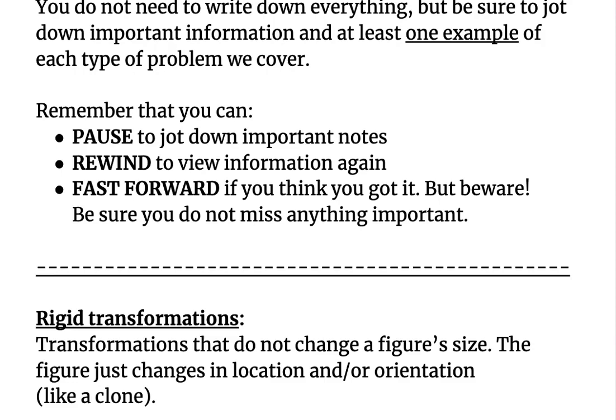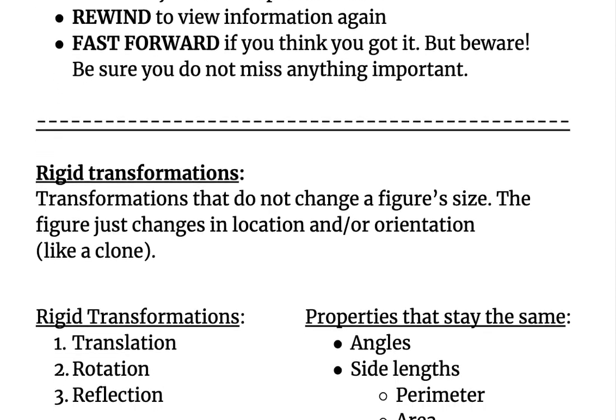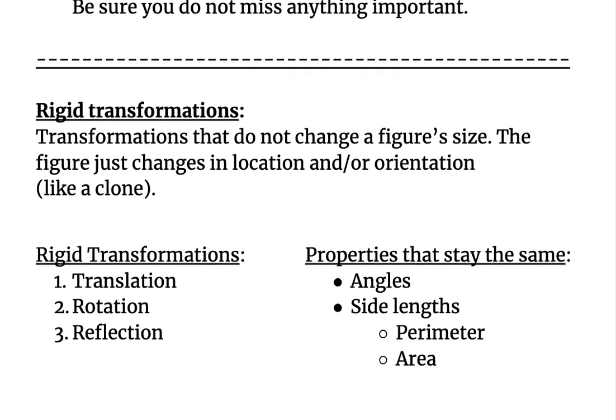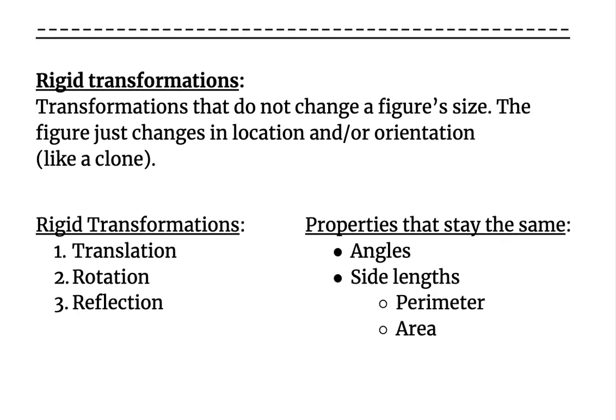Those transformations are called rigid transformations. Those are translation, rotation, and reflection because they do not change the figure's size. They just move from one place to the other or face a different direction.